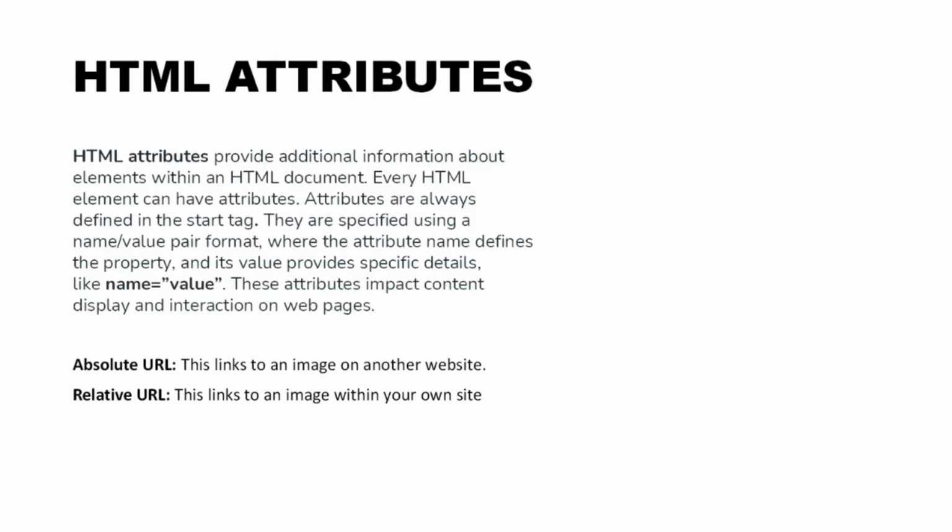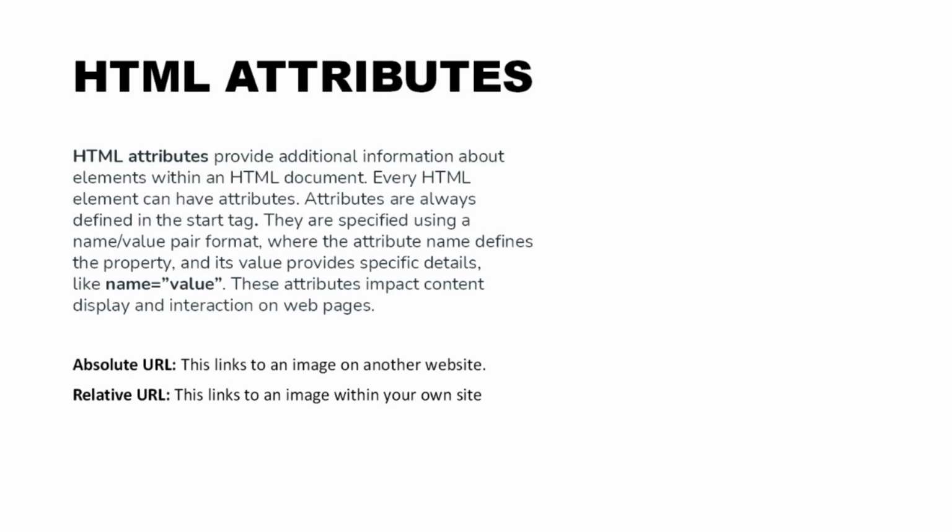HTML attributes. Attributes add extra information about an element and are found in the start tag. For example, the anchor tag creates a link and the href attribute tells where the link goes. The src attribute in the image tag shows the path to an image. You can use two types of URLs, absolute URL or relative URL.